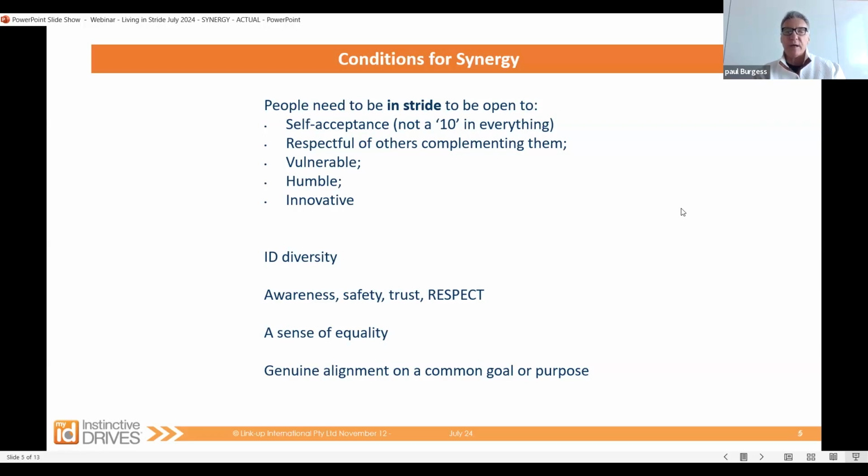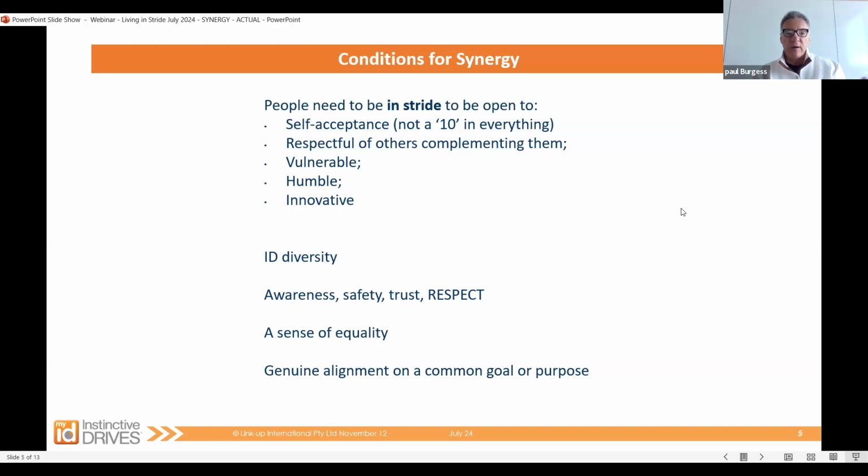I personally have seen teams where there's lots of diversity on the team, but if the leader is a controlling, sort of suffocating leader, the diversity can't flourish and actually shine through. So there's work to be done. You don't just announce that there's awareness, safety, trust, respect. You actually have to do some work to build that dynamic as a foundation.